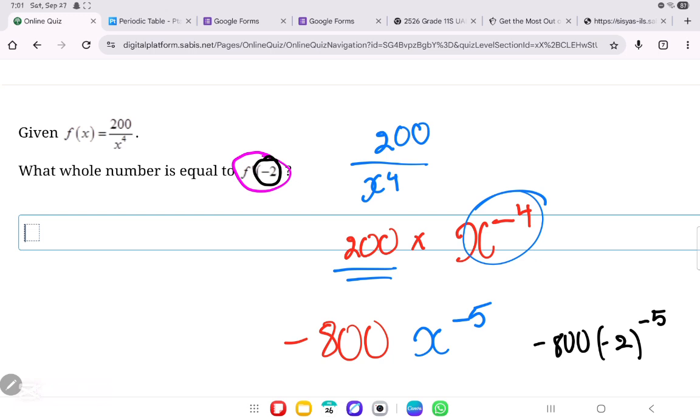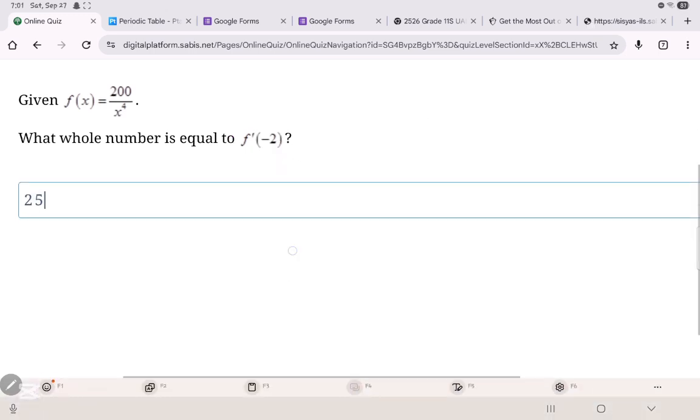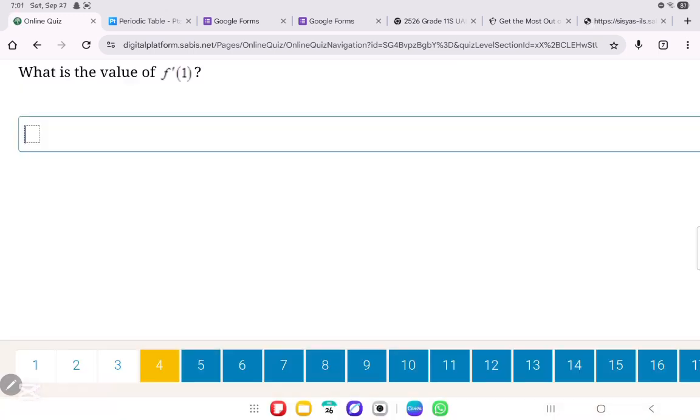Let us put it on the calculator. Minus 800 times minus 2 to the power of minus 5. And we will get our answer, which is very simply 25. Let's move on to question number 4.